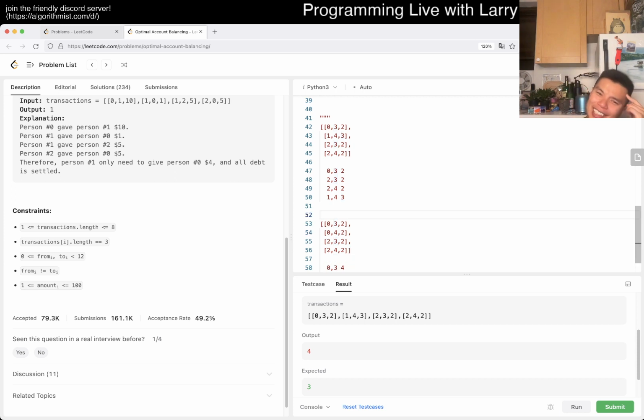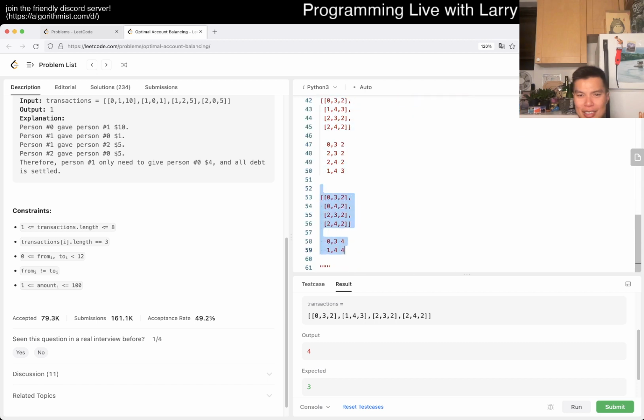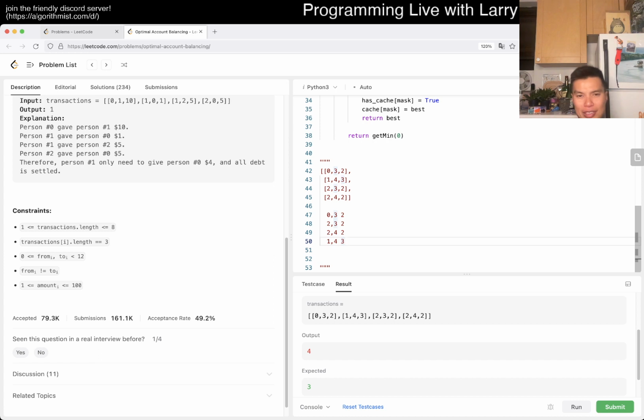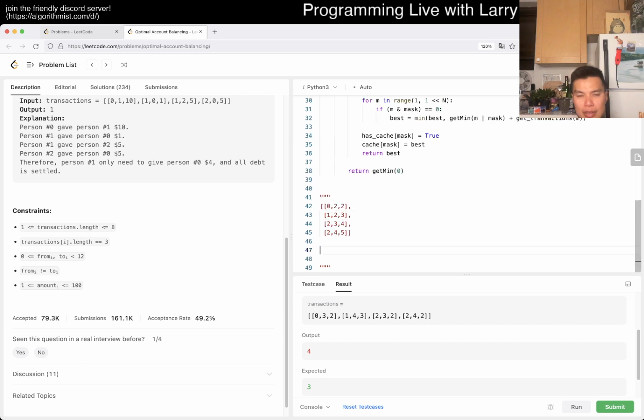How do you even do this in three? Don't even know how to do this manually, let alone brute force. Do you give the money to two? I mean, you can, but that does nothing, right? One, give the money to two. That's still four transactions. I'm so confused about this one actually.